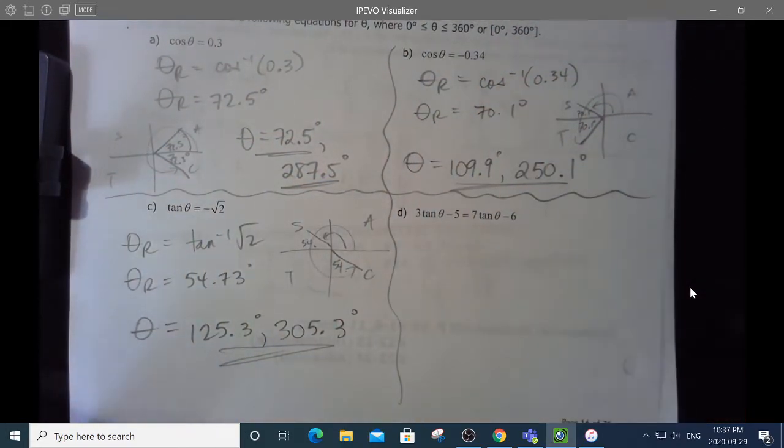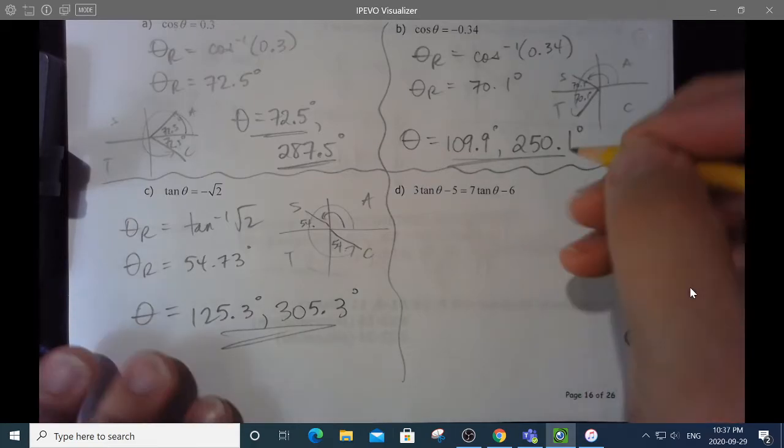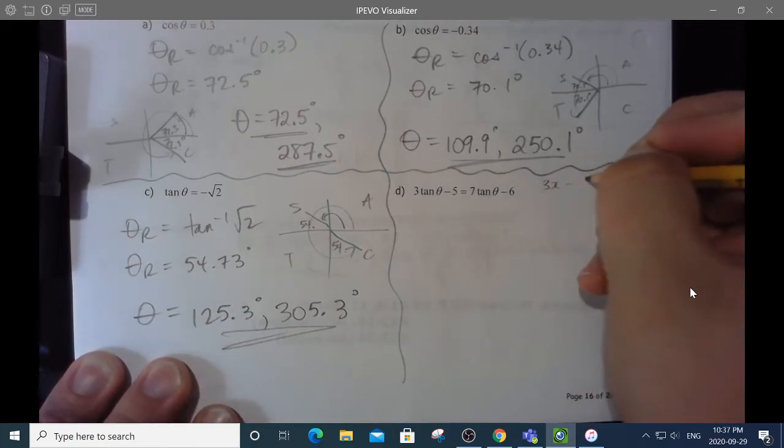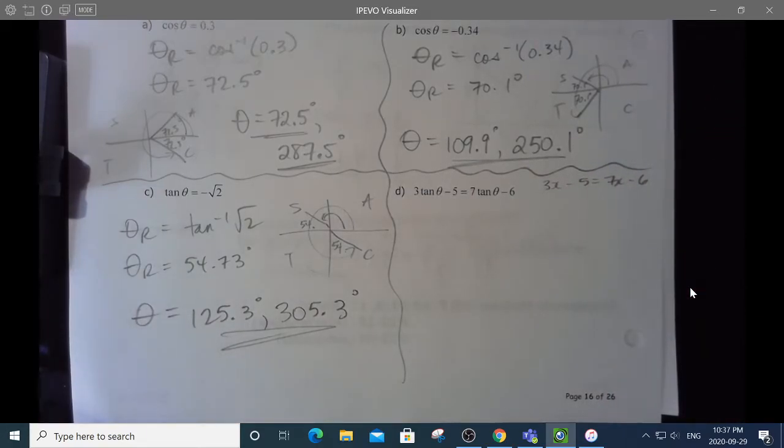There we go. I like that. Divide it up. Hey, I finally get to do some actual algebra here. 3 tan theta minus 5 equals 7 tan theta minus 6. To me, this isn't really any different than 3x minus 5 equals 7x minus 6. It just so happens my x happens to be tan theta. And I deal with this the same way I deal with all grade 9 algebra, where x is on both sides of the equation and it's linear.